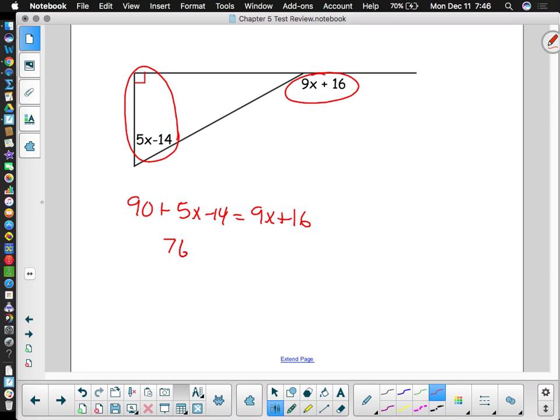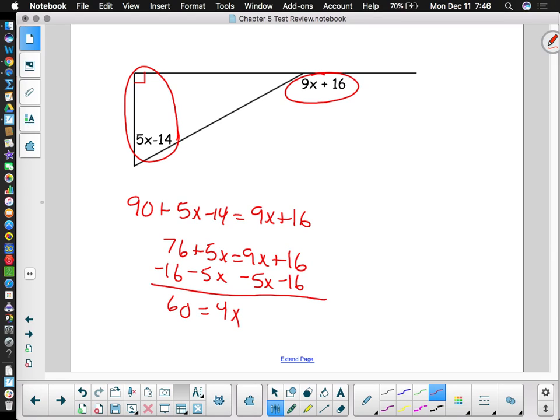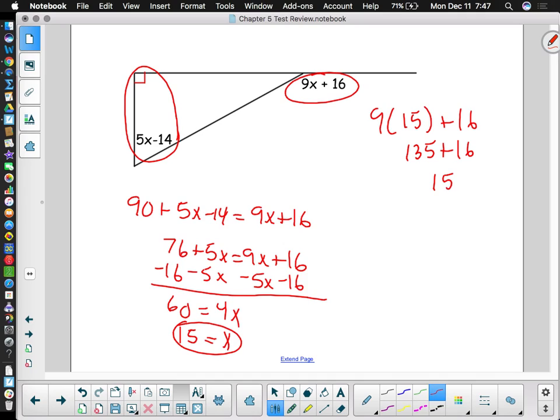90 minus 14 is 76 plus 5x equals 9x plus 16. And we subtract the 5x and the 16. And I get 60 equals 4x, so x equals 15. Once I know x equals 15, I do have to substitute that in to find the exterior angle. So that's 9 times 15 plus 16. That's 90 plus 45 is 135 plus 16 is 151 degrees.